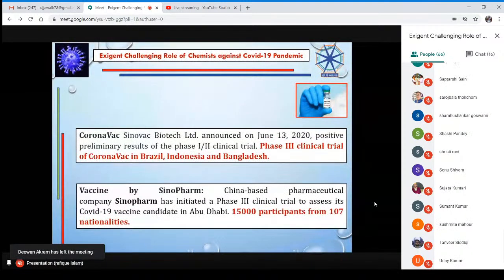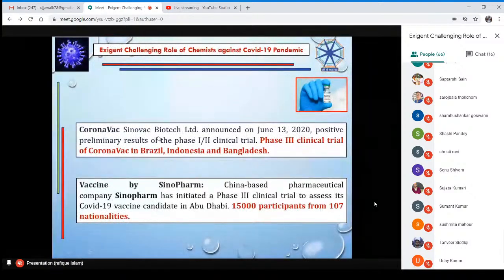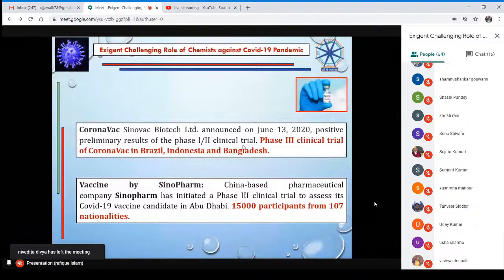Then another two vaccines that we have to know, that is the CoronaVac, that is the Sinovac. This is also a Chinese company. But here what will happen, they have already got the results of phase 1 and phase 2, and they are positive results. That's why they have started the phase 3 clinical trial in Brazil, Indonesia, and Bangladesh. They have already started in Brazil and Indonesia, and Bangladesh they will be preparing.